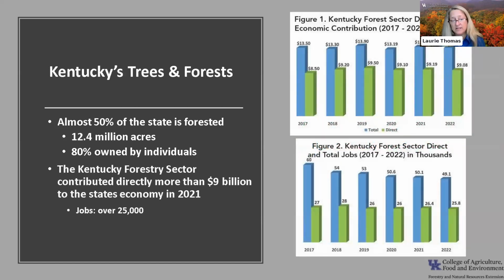Our forests are extremely important. We mentioned the products. Well, our Kentucky forestry sector contributed more than $9 billion to the state's economy in 2021-22, as you can see in the top graph, and it provided over 25,000 direct jobs. I mean, it's really, really important to our economy. A lot of times we don't even think about all of that goes on, especially if we don't see it every day. But we have some type of forest industry in almost every county in the state.